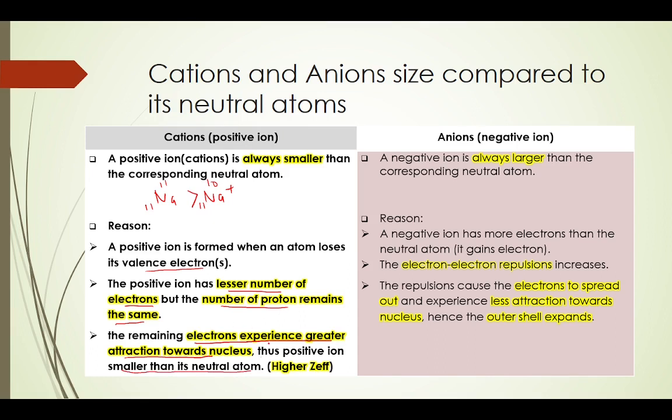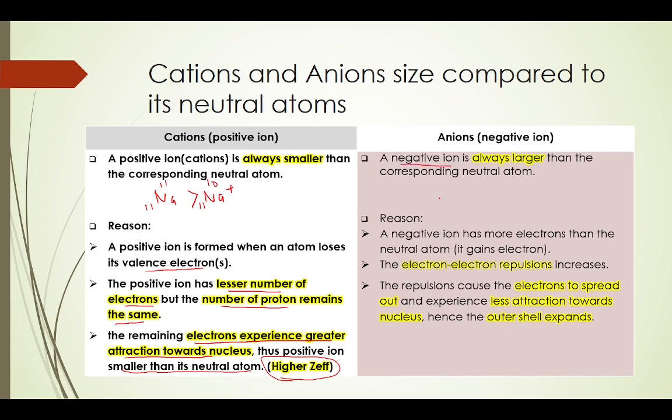This actually happens because of higher ZEF. When I say higher ZEF, it means higher attractive forces experienced by the outermost shell. If you calculate using Z minus S, it's still the same number, but what I want to say here is that the attractive forces of the nucleus towards the outermost shell are much stronger. Okay, anion, negative ion.